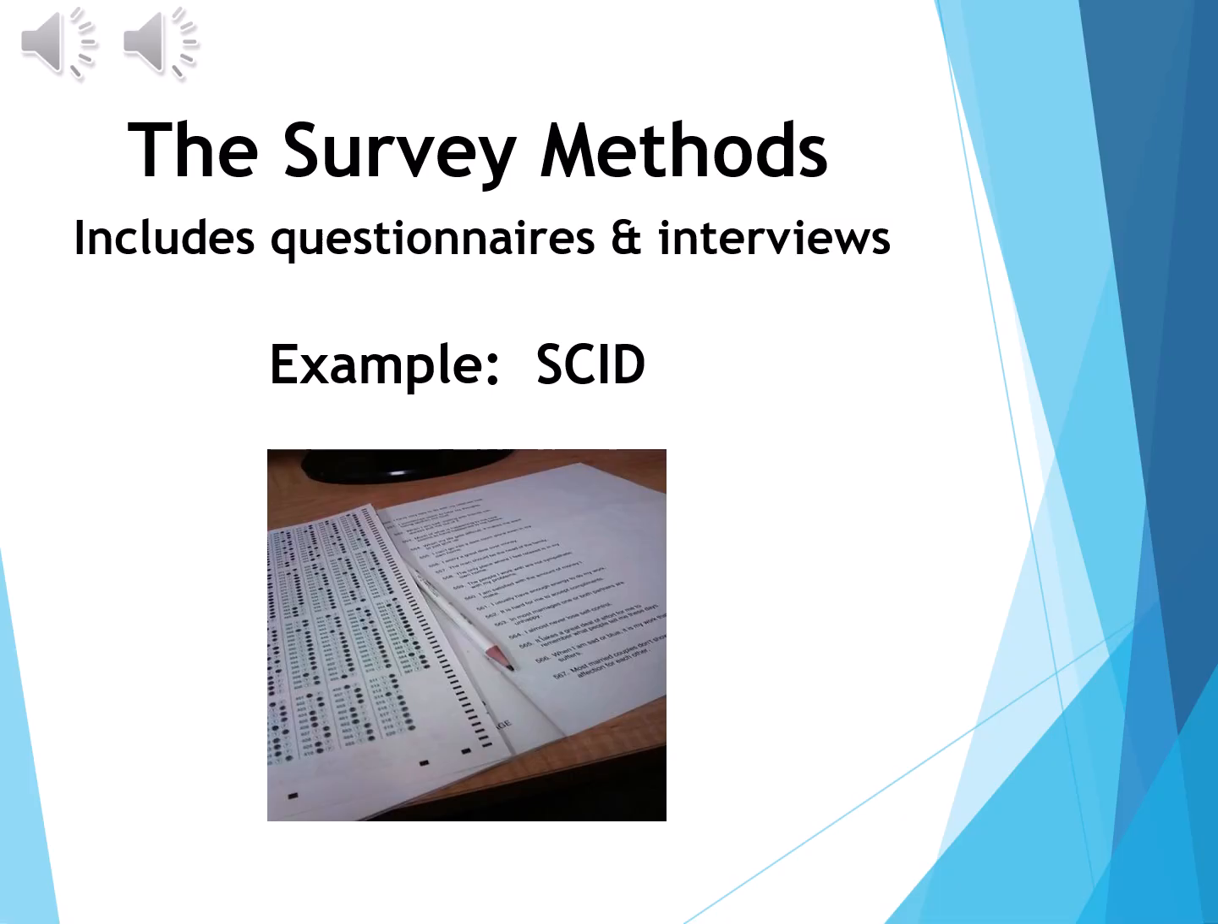The survey methods aren't a commonly used research method for abnormal psychology. They include questionnaires and interviews. In some ways, if you think of it, a questionnaire is rather like a written interview. In some ways, an interview is like a spoken questionnaire. Now, the survey methods, questionnaires and interviews, that is, are frequently used on a one-to-one basis to learn information about your client, or if you have a psychodynamic perspective, your patient.